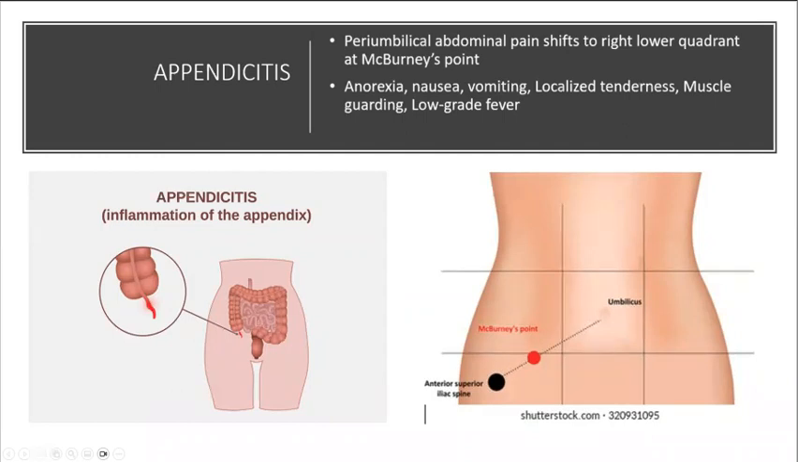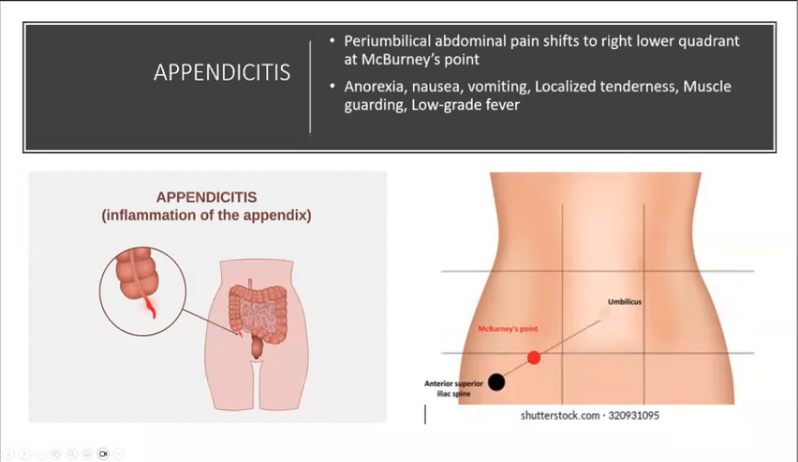Again, you would see the client presenting with anorexia, those GIT symptoms, nausea, vomiting, and you will see muscle guarding, like they tighten their stomach, the abdomen could become stiff. And then you will see low-grade fever. Most times where you have fever, you would always see an increased white blood cell count. Again, what's our normal WBC count? It should be between 4,500 to 11,000.